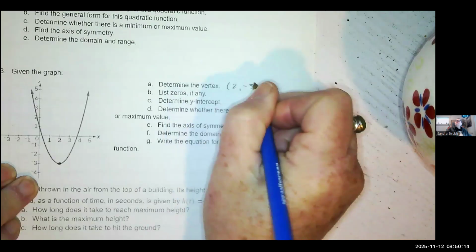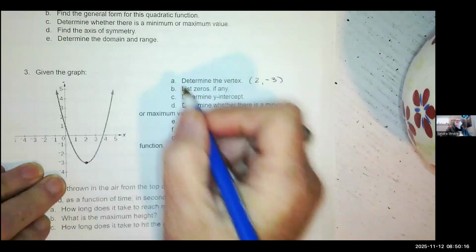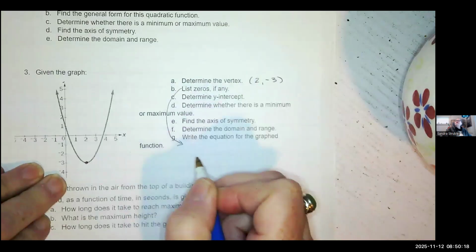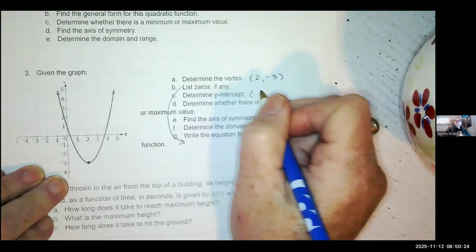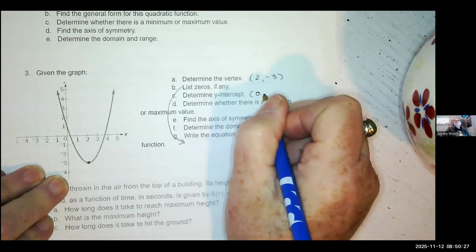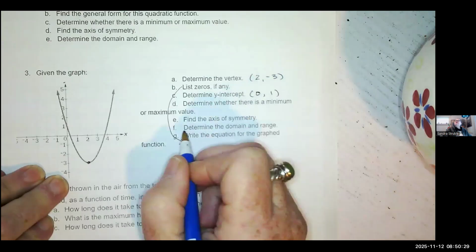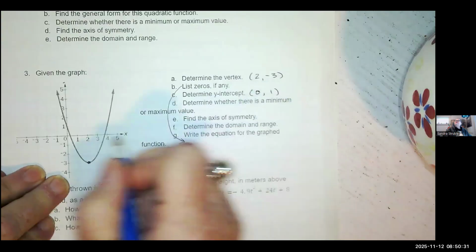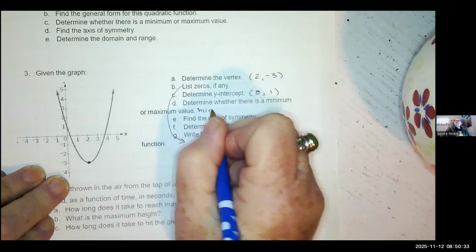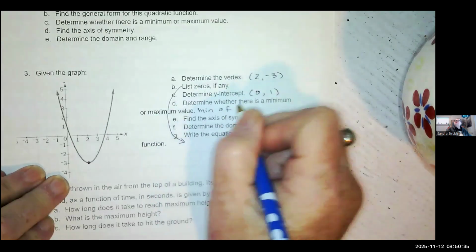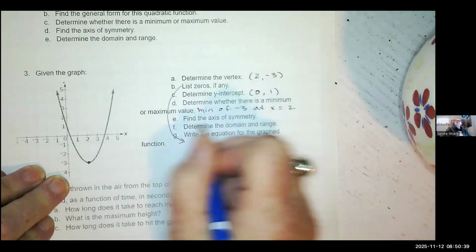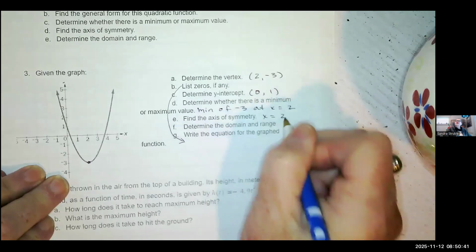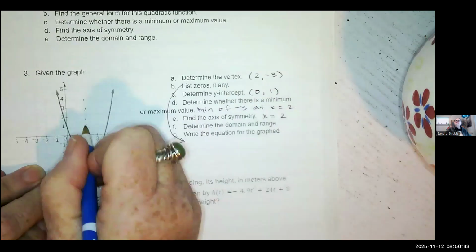This is going to be the last question on your exam for this type of problem. Determine the y-intercept. I don't even ask you this part because you're going to have to do it anyways, or find a point on the graph other than the vertex to find your a. Determine whether there's a min or max. There's a min of -3 at x equals 2. Axis of symmetry is x equals 2. That's your dotted line, the faux dotted line that cuts your quadratic in half.